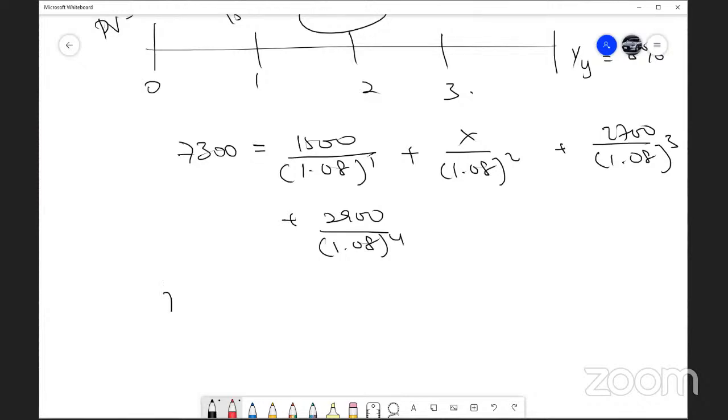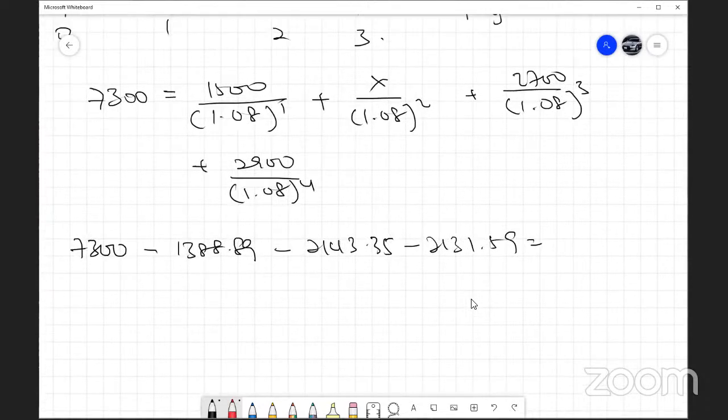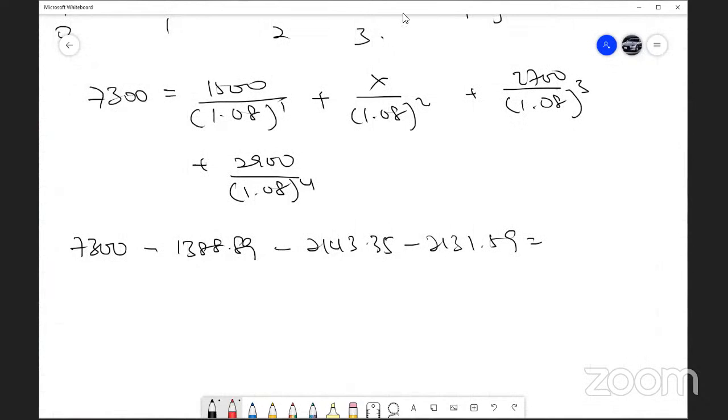All right, so 7,300 minus 1,388.89 minus 2,700 divided by 1.08 power of 3, which is 2,143.35, minus 2,131.59. So the missing number here is 1,636.18.